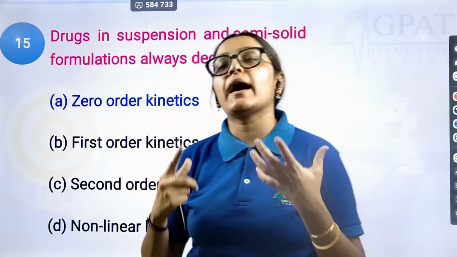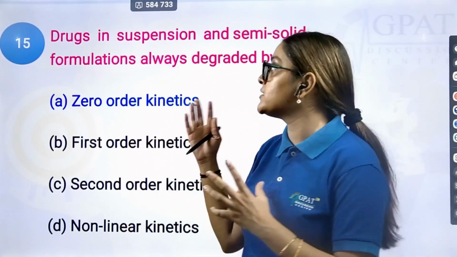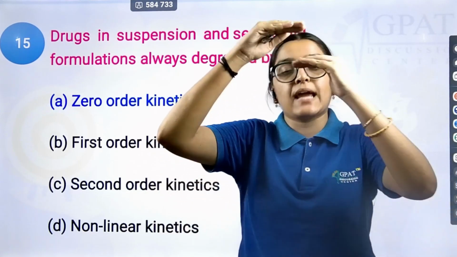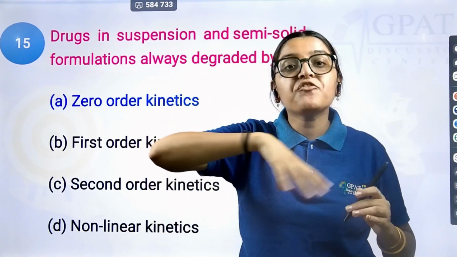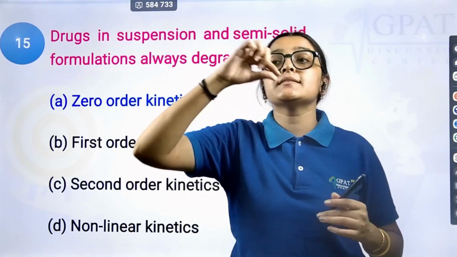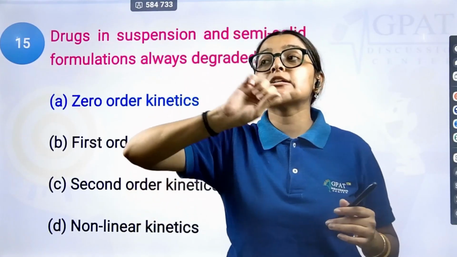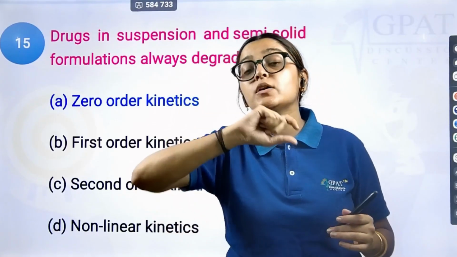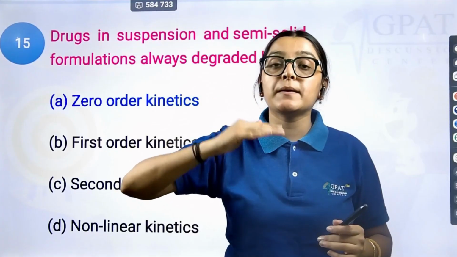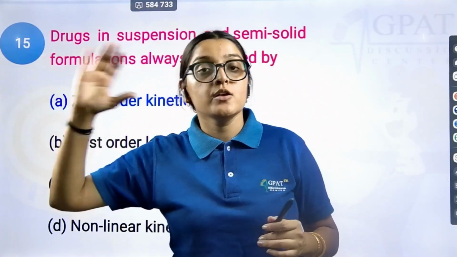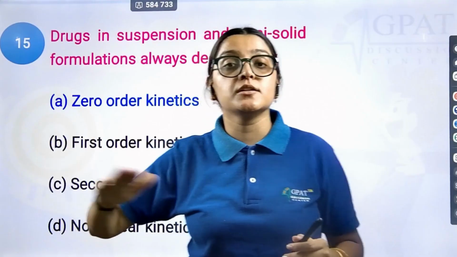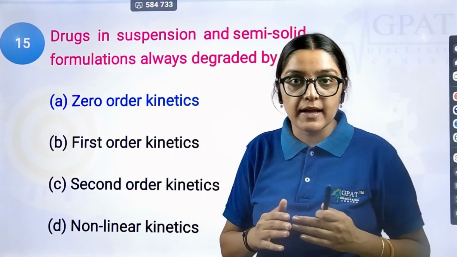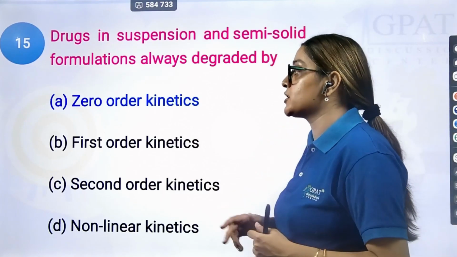Why do we say pseudo zero? Because in the suspensions, you already know that some drug is already sedimented, and we have a solution phase and we have a sediment phase. So that sediment phase is acting as a reservoir, that means supplying the drug continuously. So initially it is first order, but with the passage of time, as I mentioned, it is supplying a constant amount of the drug. So it becomes independent of the concentration, then we get a zero order. So we have first order and then it turns into zero. So we have pseudo zero order, apparent zero order kinetics we say. It will be option number A.